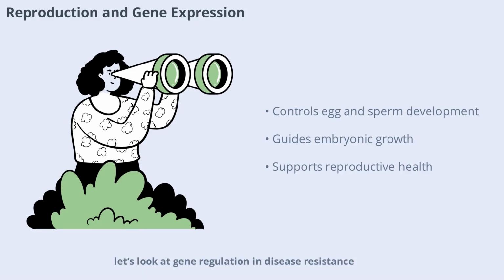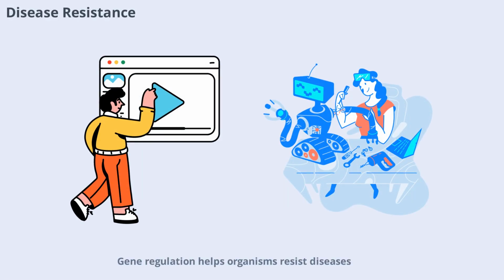Next, let's look at gene regulation in disease resistance. Gene regulation helps organisms resist diseases by activating defense genes when needed. In plants, for example, certain genes are turned on in response to pathogens, producing proteins that fight infection. In animals, immune genes are regulated to respond to viruses or bacteria. This dynamic control is key for survival.